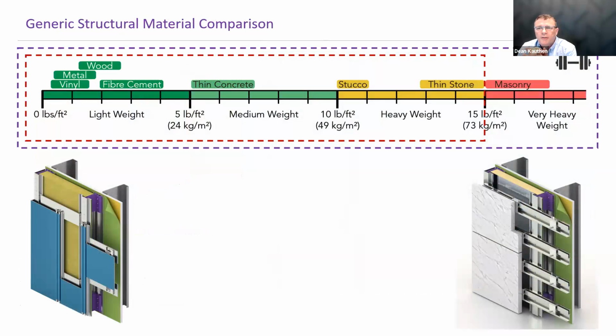In general, the lighter cladding support systems like Z-girts are generally used with lighter weight materials like metal, wood, and fiber cement. The clip systems tend to be quite a bit more robust, and those are used with very complex, lightweight panel designs, as well as with heavy materials such as stone and masonry.